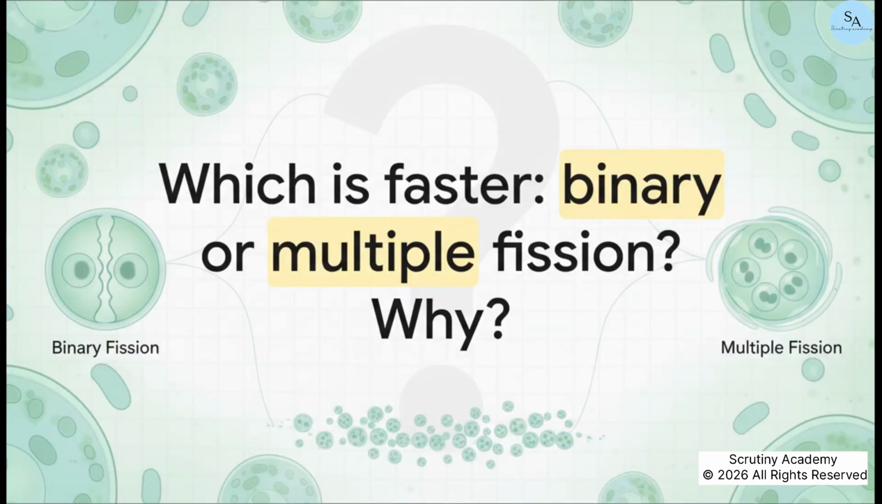So I'll leave you with one final question to chew on. Thinking about everything we've learned about speed and numbers, which method, binary fission or multiple fission, is going to build a bigger colony in less time? The answer tells you a whole lot about how some of the simplest organisms on Earth can become so incredibly successful.